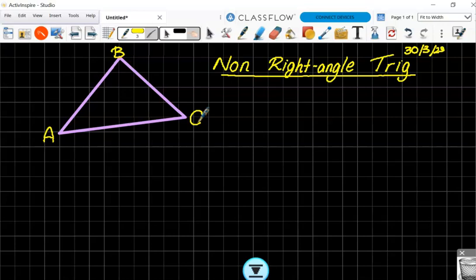And so the sides that are opposite these angles, not opposite, adjacent, hypotenuse, whatever. This will be little a. So opposite capital A, little a. Opposite capital B, little b. And opposite capital C, little c.